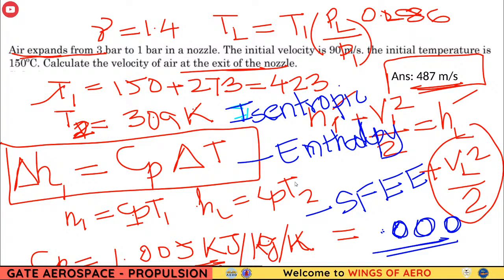Let's move to the next. Shall we move? All of you have found out the answer? Anybody felt difficulty?